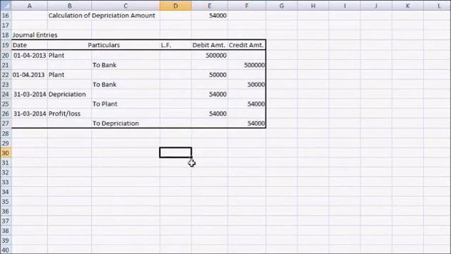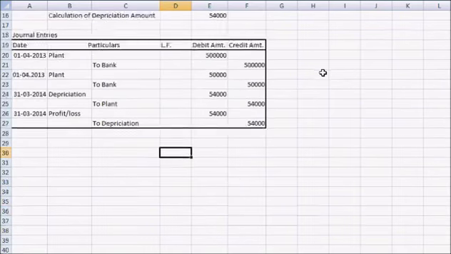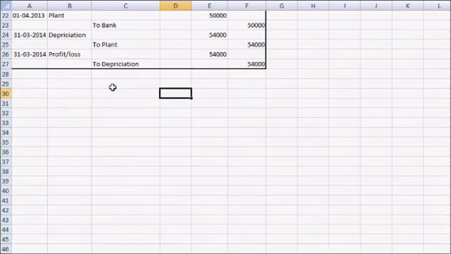Now we have to also prepare the plant account and depreciation account. So we'll prepare the plant account first. First of all we'll develop the ledger format.